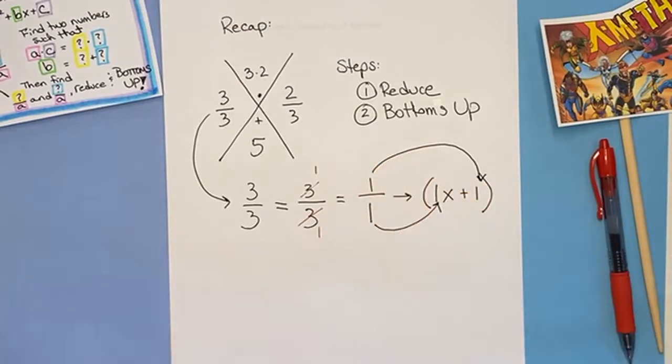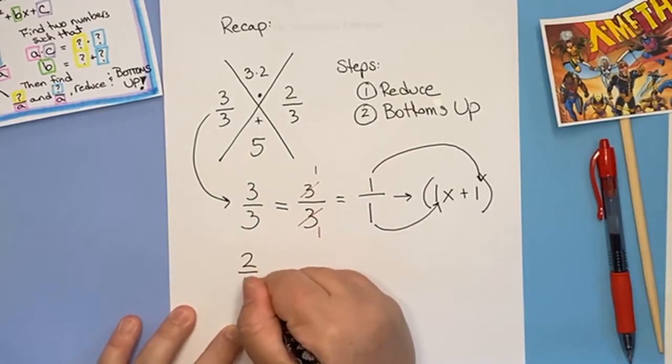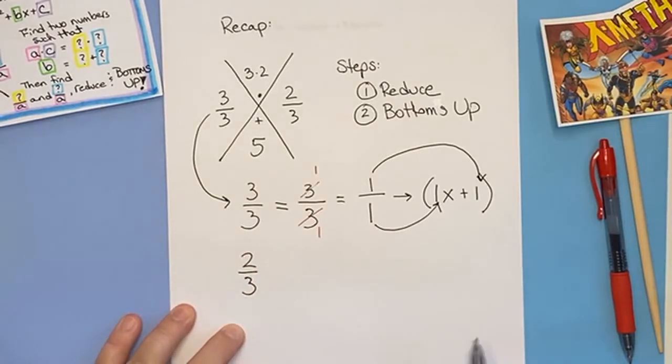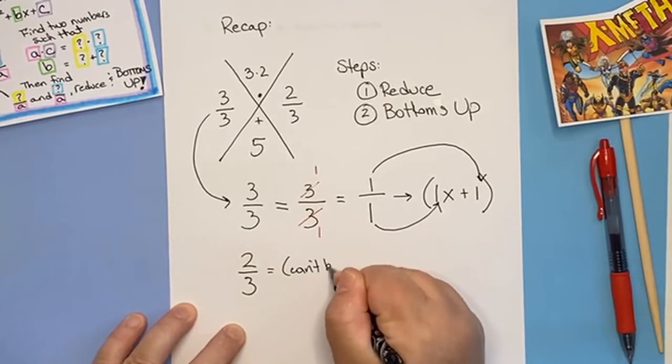The bottom comes first. Now, you're looking at this going, this is a terrible example. You picked a terrible example. And yeah, the first one is terrible. But the second one, can I reduce it? It can't be reduced. And that's okay.